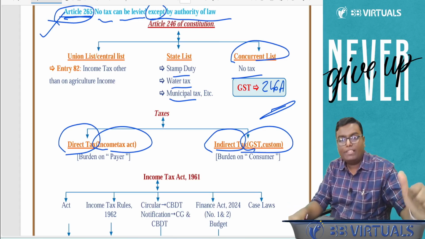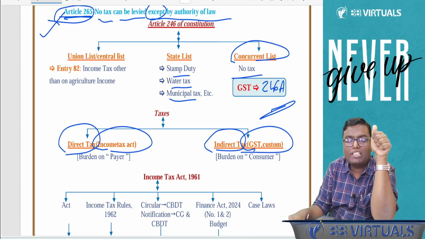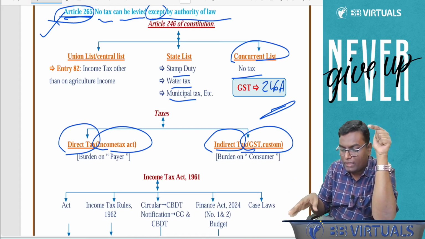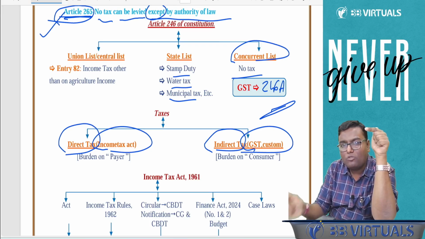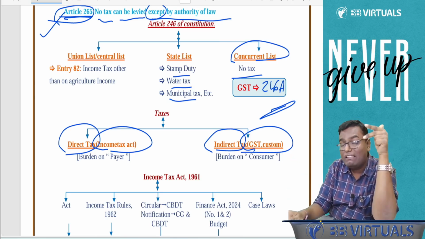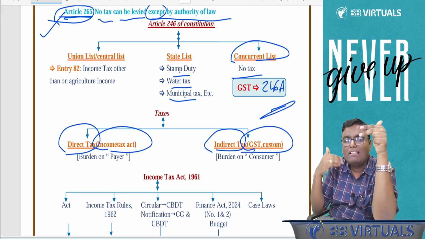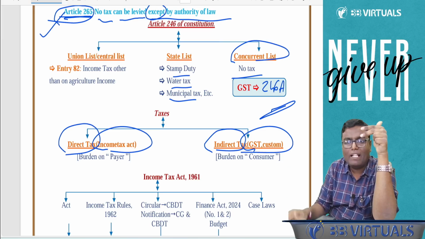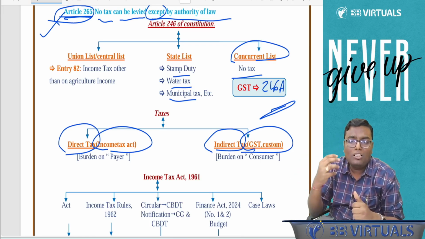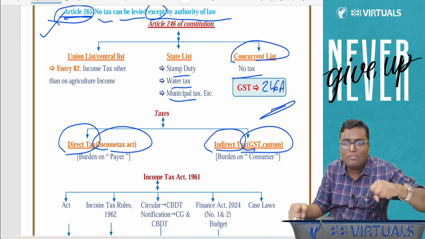Tell me, up to now what we have studied. First of all, Article 265, which gave the power to the Government of India to collect tax. Article 246 gave the distribution: central list, state list, concurrent list. In the central list, which entry comes over there? Entry number 82. What does it say? Power to collect income tax on income other than agricultural income. In the state list, which kinds of taxes are there? Stamp duty, water tax, municipal tax, etc. Then GST comes from which article? Article 246A. How many kinds of tax do we have? Direct tax, indirect tax. The burden of direct tax is on the payer, indirect tax is on the consumer.